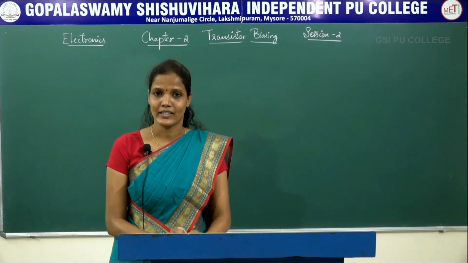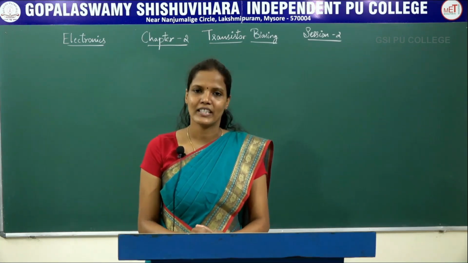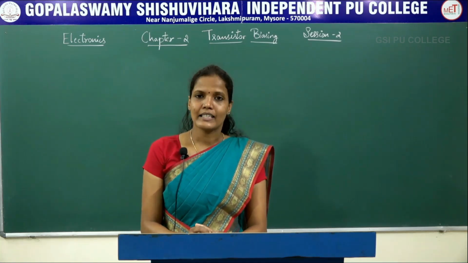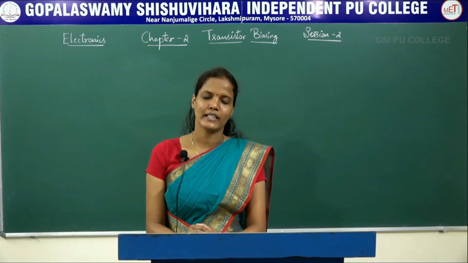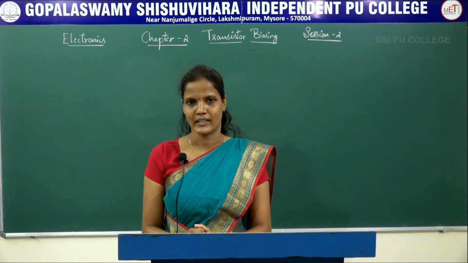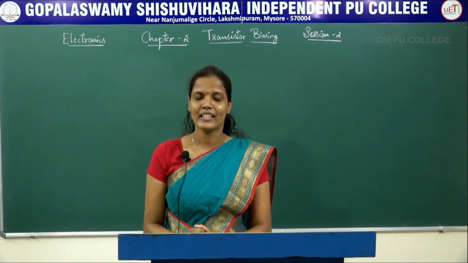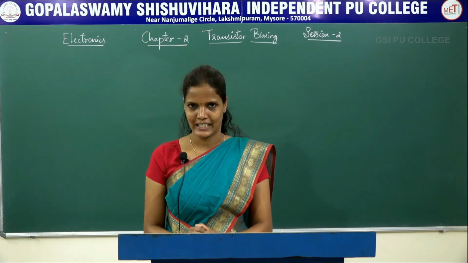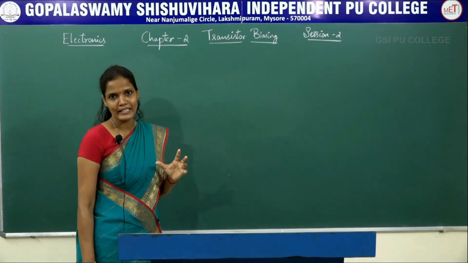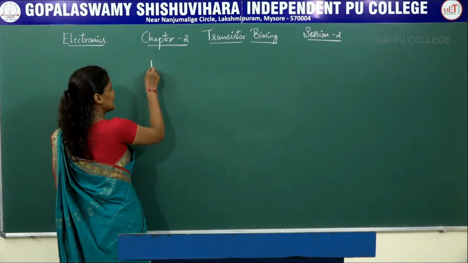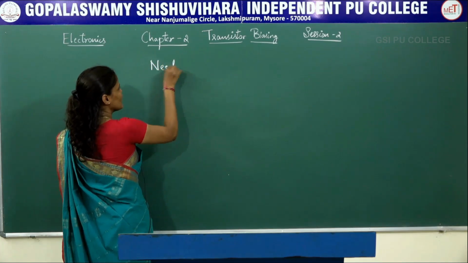There is unbiased transistor also. What is that unbiased transistor? The transistor where no external DC source is applied is called an unbiased transistor. But an unbiased transistor is not in use practically. So what is the need for this biasing? Is there any need for biasing? Yes, there are three different needs for biasing.